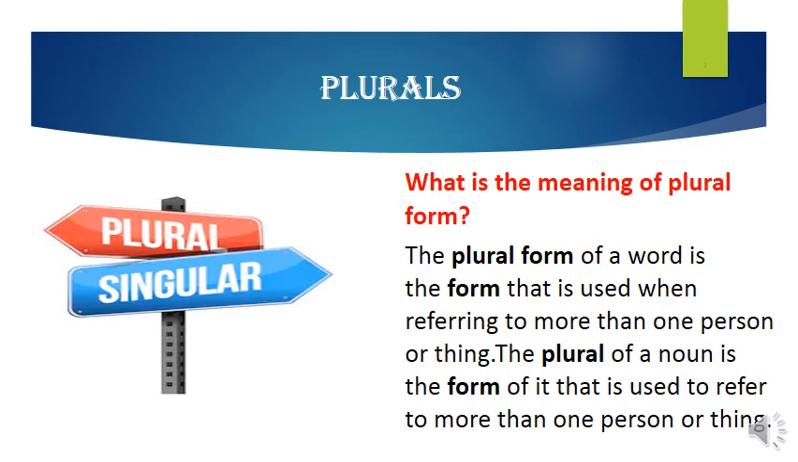Of course, when we say plurals, it means we are talking about the plural form of a word. It means more than one. So the plural form of a word is the form that is used when referring to more than one person or thing. The plural of a noun is the form of it that is used to refer to more than one person or thing. So plural means more than one.